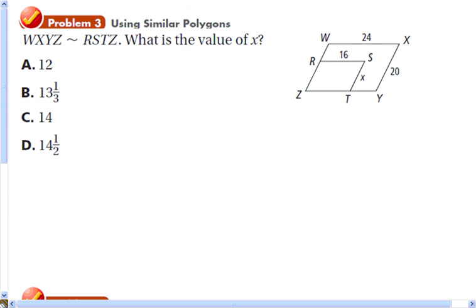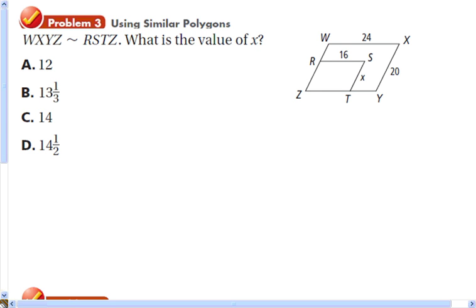All right, using similar polygons, so WXYZ is similar to RSTZ. What is the value of X? Remember that the ratio of corresponding sides are equal. So corresponding sides ratio, of course, we should have a proportion there. So we can use a proportion to solve this.